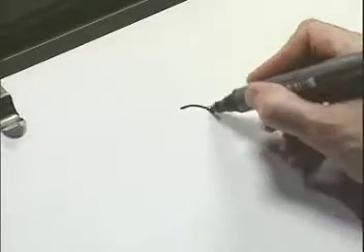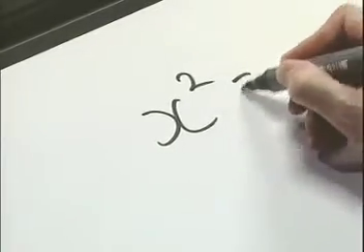Going to have a look at a very simple process. It's called completing the square. In order to get to it and to show its potential use, I want to start with a simple equation, x squared equals 9.